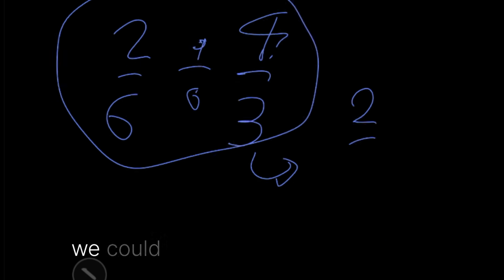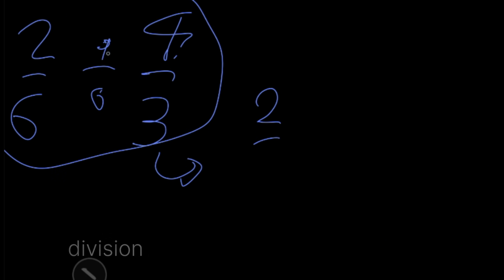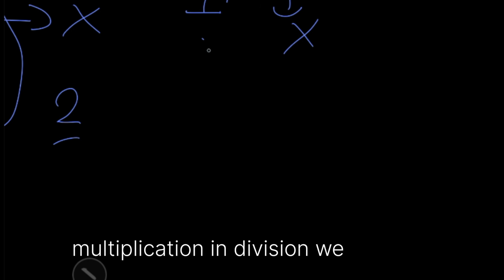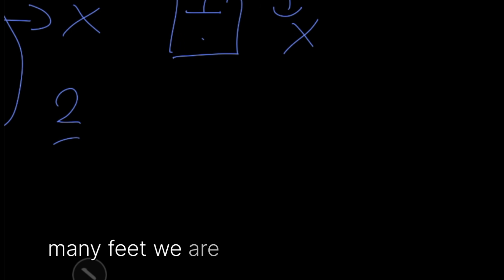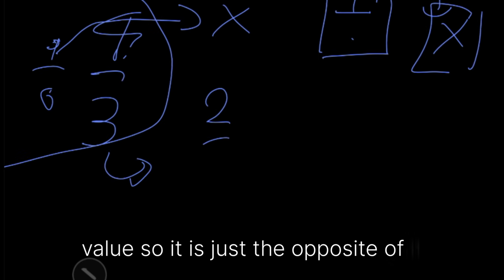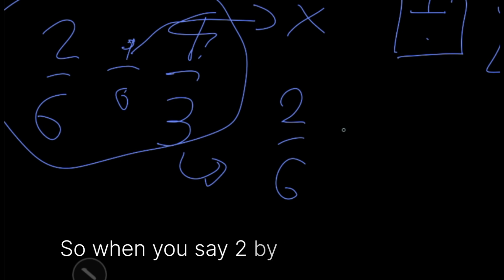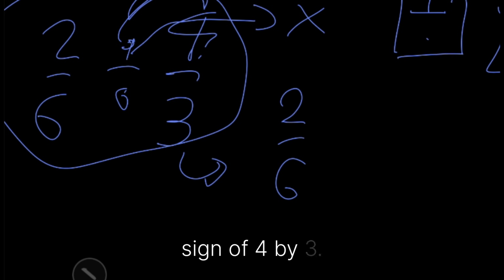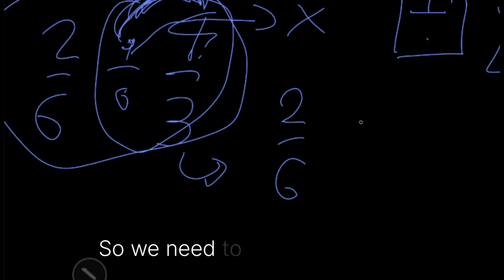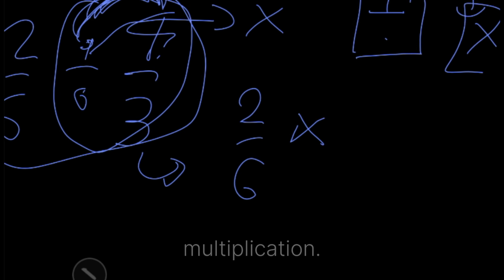In multiplication, we could change this division into multiplication. As we said, division is just the opposite of multiplication. In division, we are decreasing the value. In multiplication, we are increasing the value. So it is just the opposite. So when you say 2 by 6, division sign, 4 by 3, it only affects the second number. So we need to turn division into multiplication.